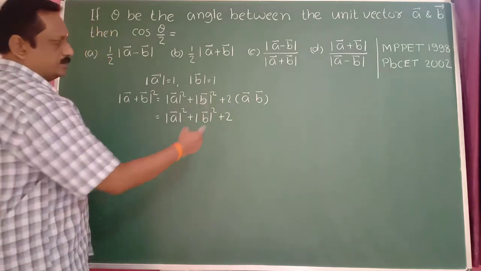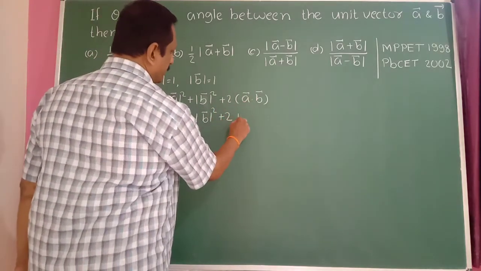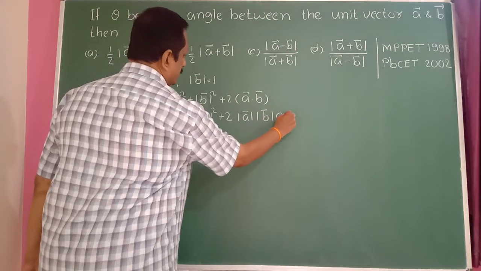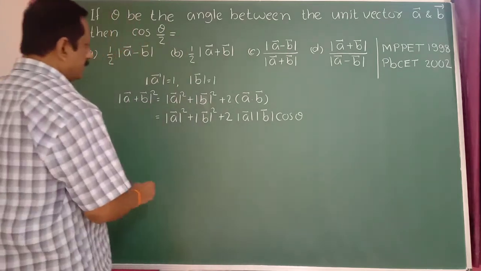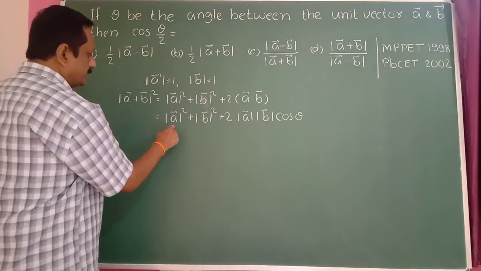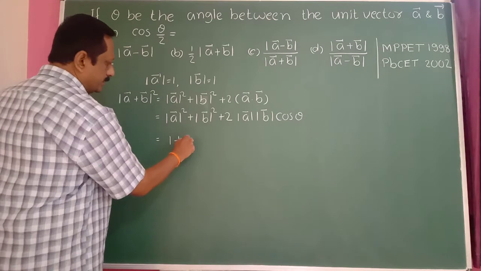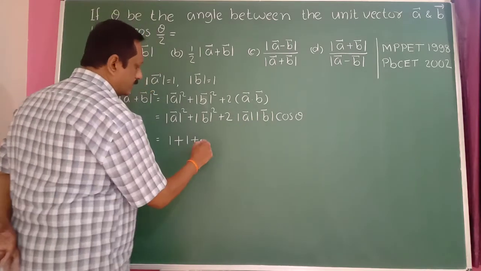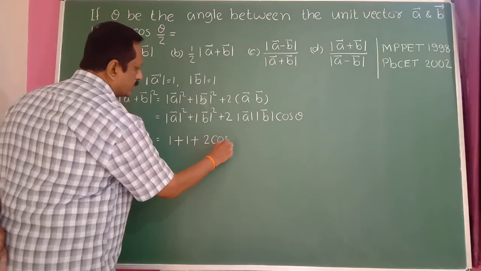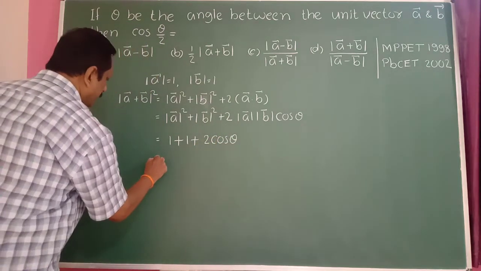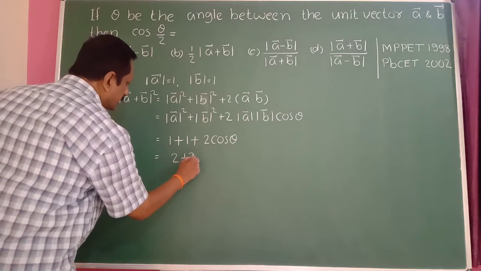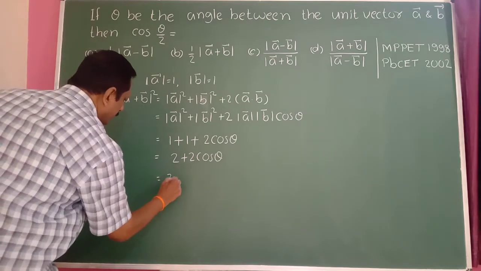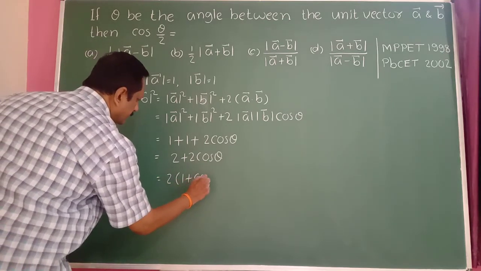Use the definition of the dot product here. A bar dot B bar is the modulus of A bar into modulus of B bar into cos of theta. These are unit vectors, therefore this becomes 1, this becomes 1, and this is also 1. 2 into 1 into 1 into cos of theta becomes 2 cos of theta. Therefore, 1 plus 1 becomes 2 plus 2 cos of theta. Then 2 is a common factor, 1 plus cos of theta.